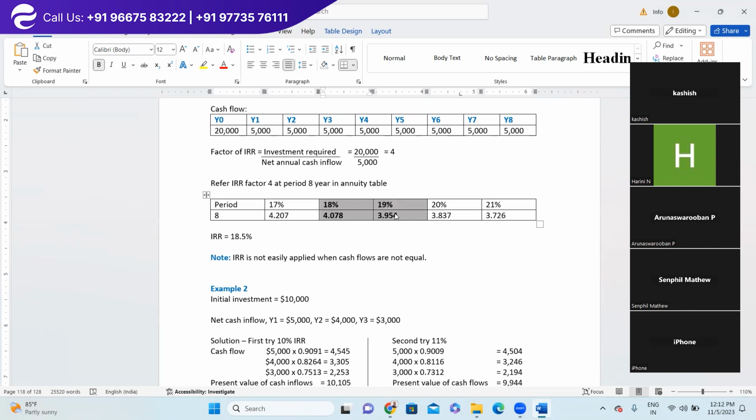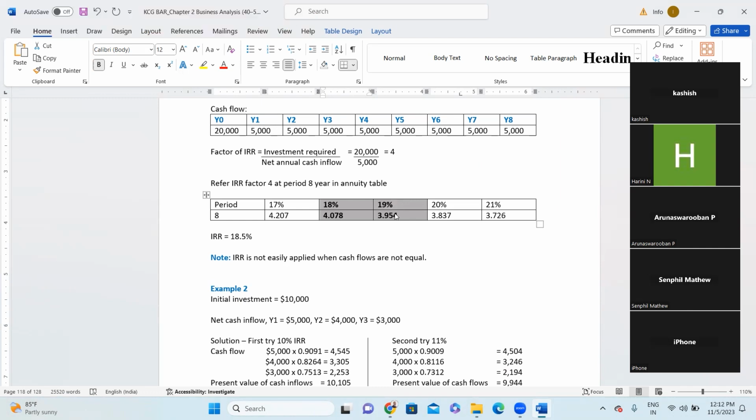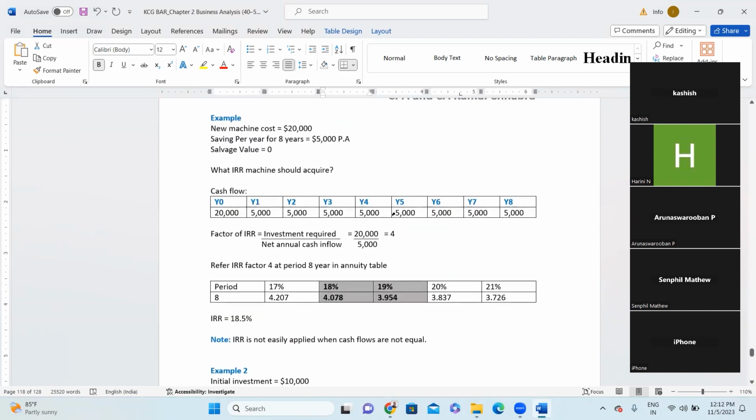First we need to calculate the IRR factor. The IRR factor is very simple: total investment required divided by annual cash inflow. So that is 20,000 divided by 5,000. How do we get this? The investment is given in the question, 20,000, and the saving is given in the question, 5,000. So 20,000 divided by 5,000 is 4.